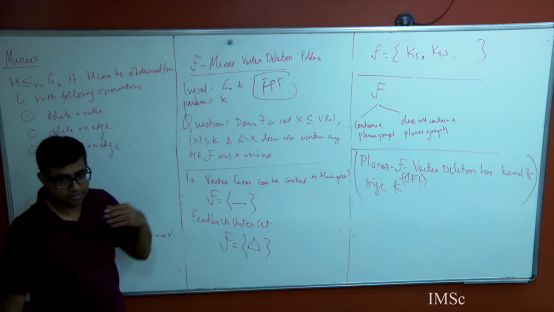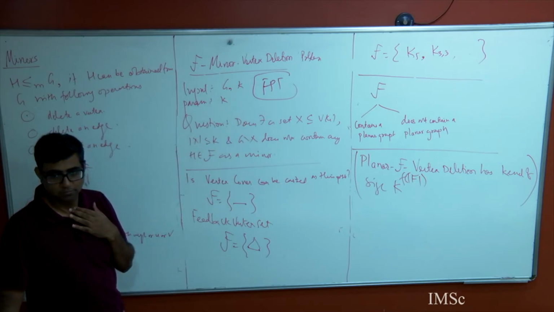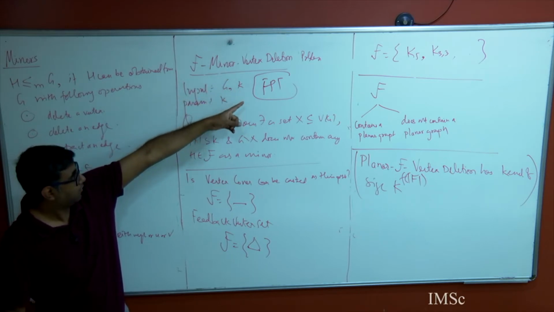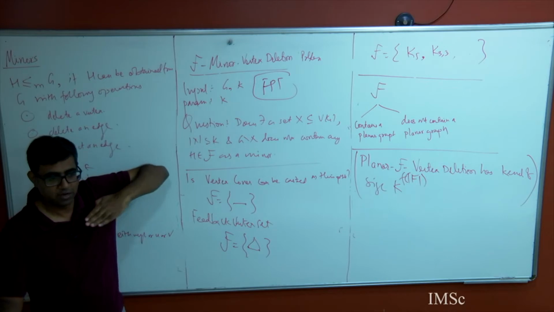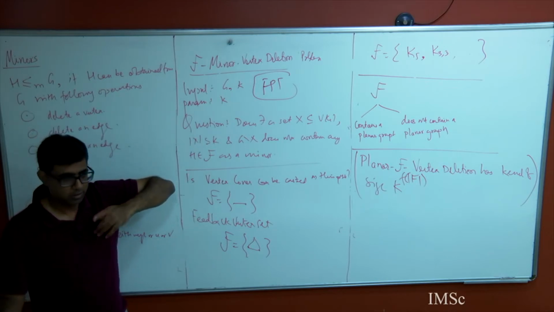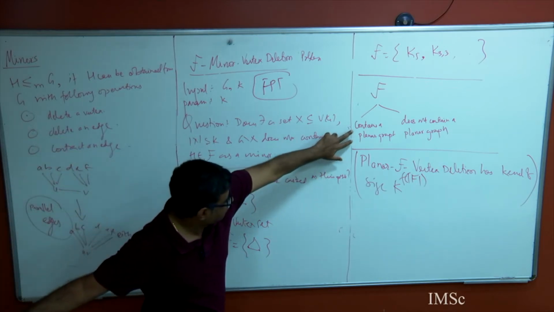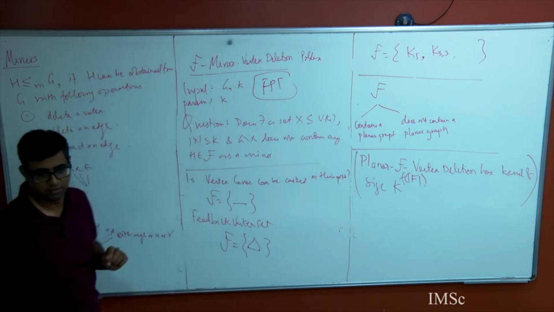When is it FPT? It is FPT all the time. This is what I wrote: the F minor vertex deletion problem is FPT for every fixed F. But whether they admit a kernel or not is only known for certain cases. So this is Neil's thesis.